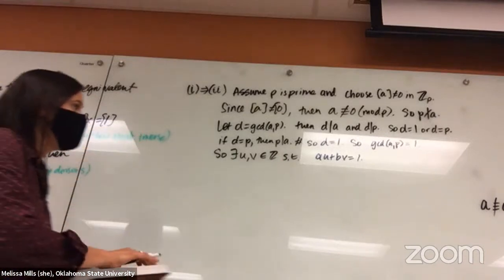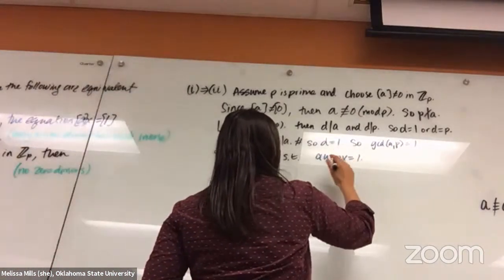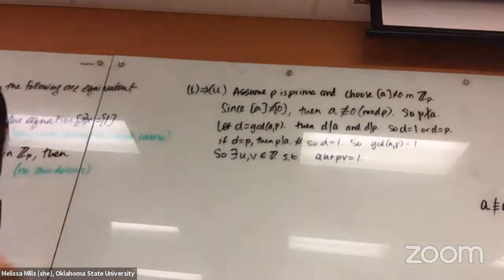So we're getting there. Okay, so we have AU plus, oh, whoops. AU plus PV, not BV. I don't know where B came from. Okay. Oh my gosh, we're not gonna finish this group today.